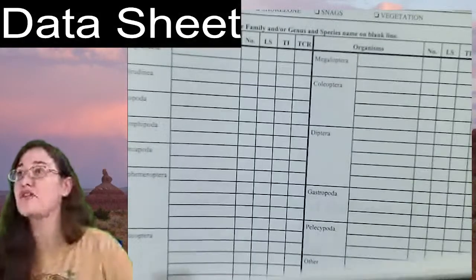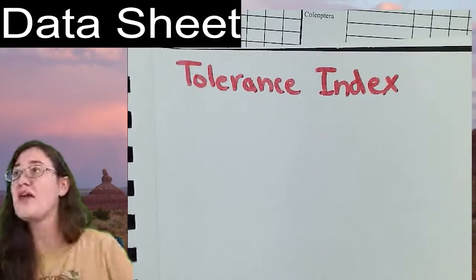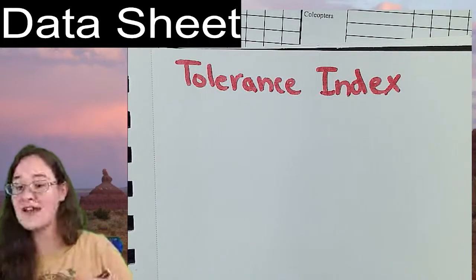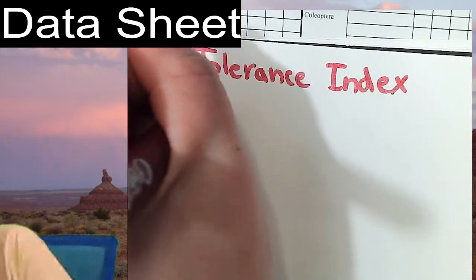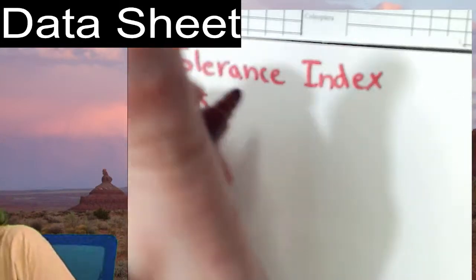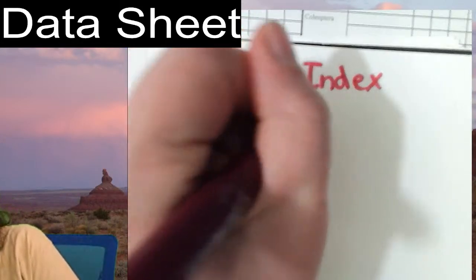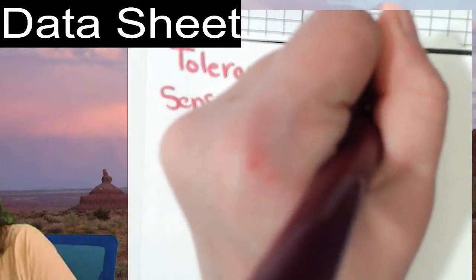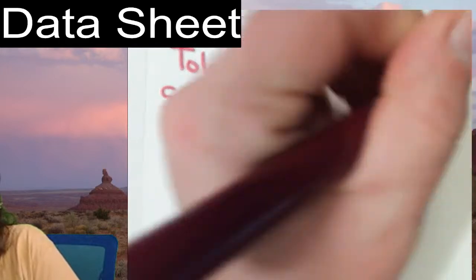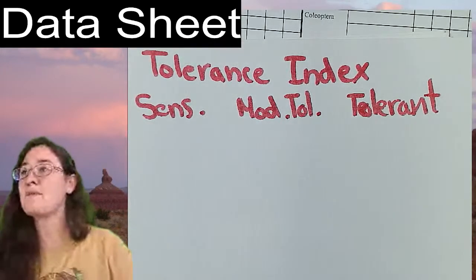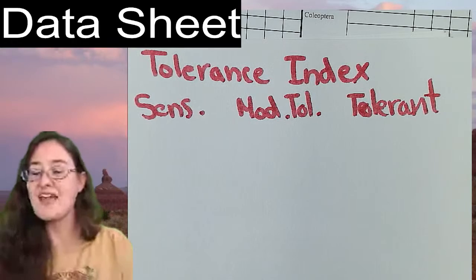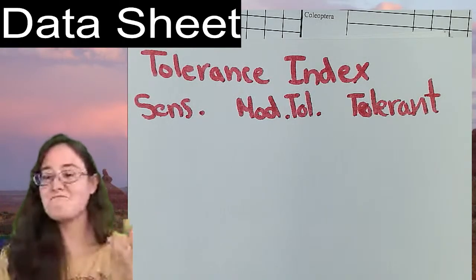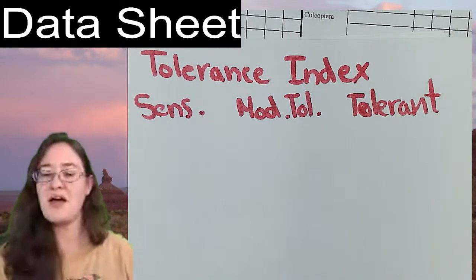you want your list of organisms, right? And you have divided them into those 3 categories we were talking about earlier. Sensitive, moderately tolerant, and then tolerant. So you divide them up into those 3. And I'll give you an example.